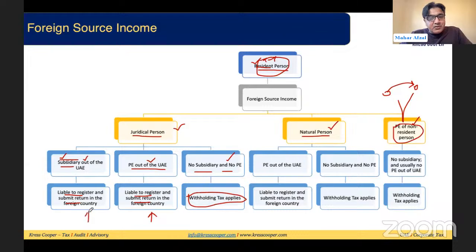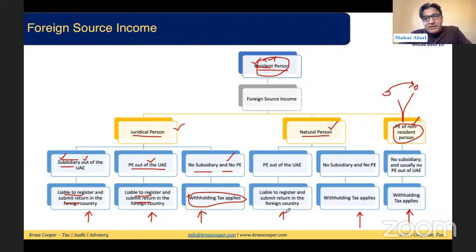Here, in most of the cases, withholding tax provisions will not be applicable unless they have withholding tax on the repatriation of the dividend. Here, in most of the cases, withholding tax provisions of the respective country will be applicable. Here, they will be liable to register and submit the return. Based upon this, they will be liable to pay the tax.